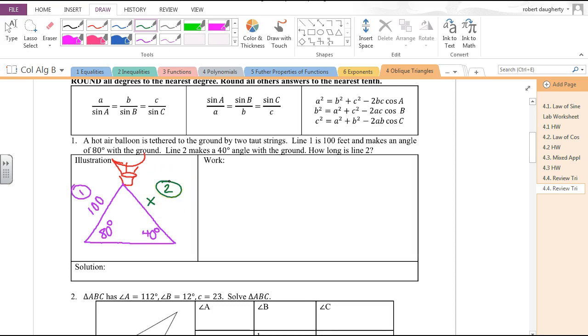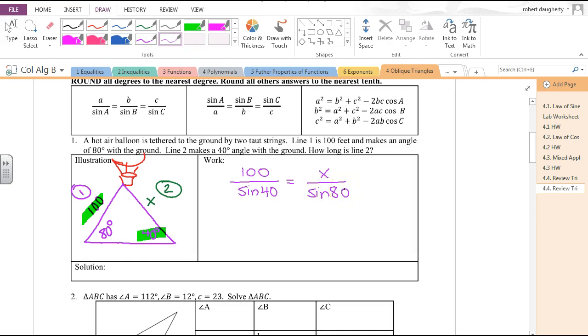Now, in order to know what to use, law of sines says you must have an angle and an opposite side. Law of cosines, you either have to have 3 sides or 2 sides and the angle in between. Here, I can see that I've got an angle and an opposite side. That means use the law of sines. So I'm going to write this out: 100 divided by the sine of 40 is equal to what I don't know, x, over the sine of 80.